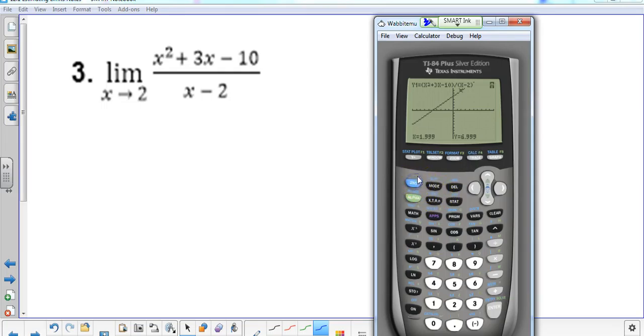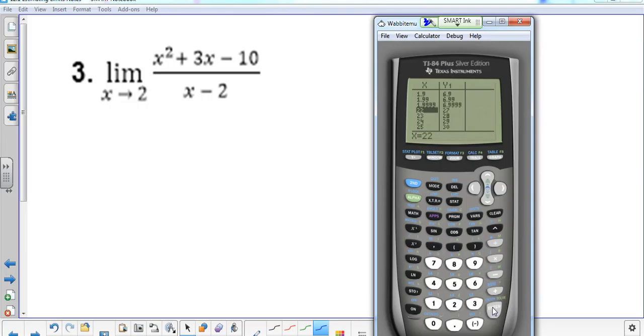Okay, the other thing we can do, guys, and if you go second window and make sure it says ask and then auto, then go second graph, and now we could type in some values. We want close to 2, so 1.9, 1.99, 1.9999.